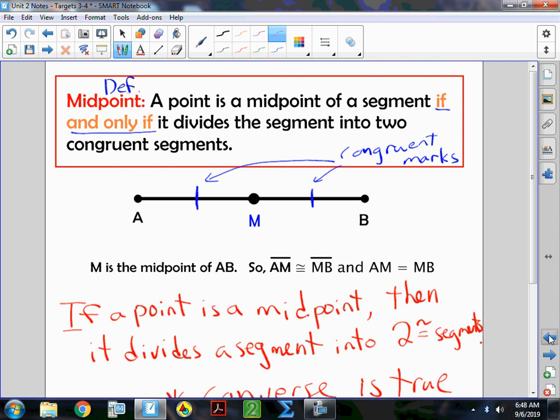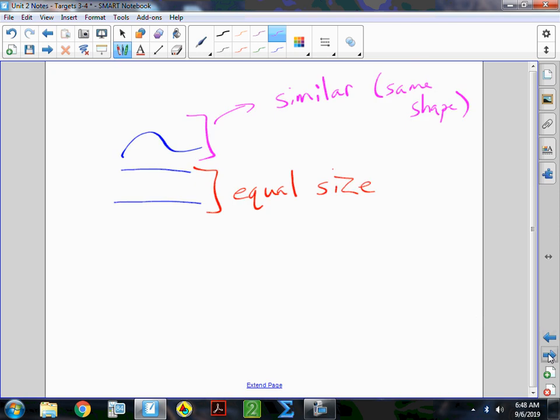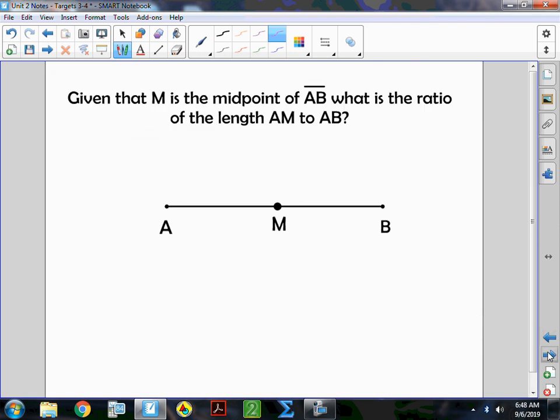So we have the definition of a midpoint. It's a point on a segment that divides a segment up into two congruent segments. So given M is a midpoint of AB, what's the ratio of the length of AM to the length of AB? So for example, if AM is 5 and M is a midpoint, I know these are congruent, which means that they are the same size. So if AM is 5, then MB is 5, and the entire segment AB is 10.